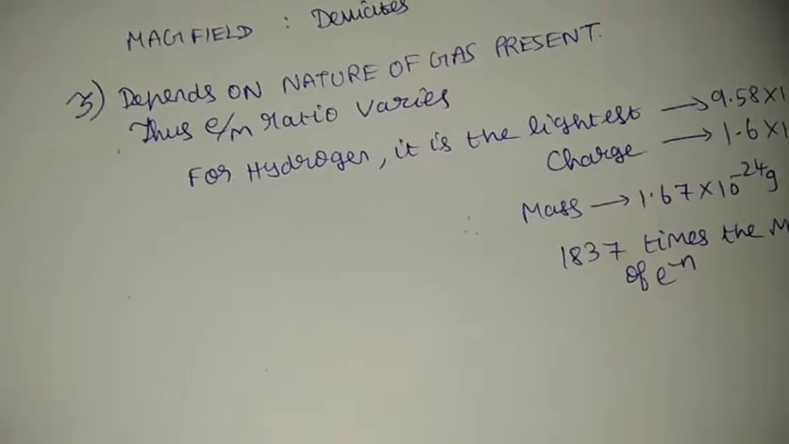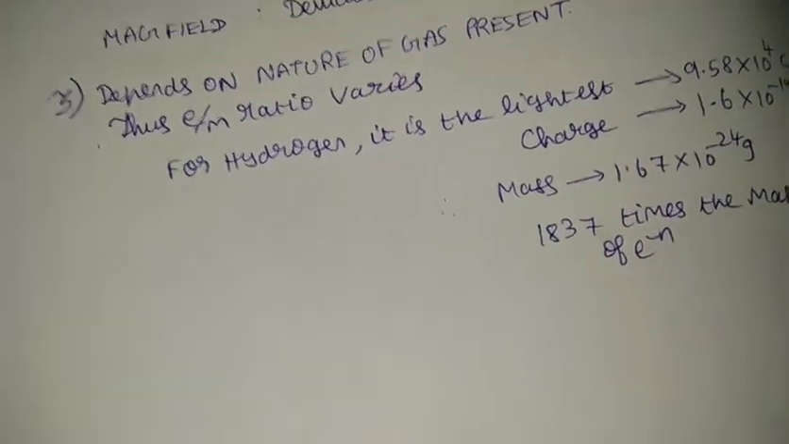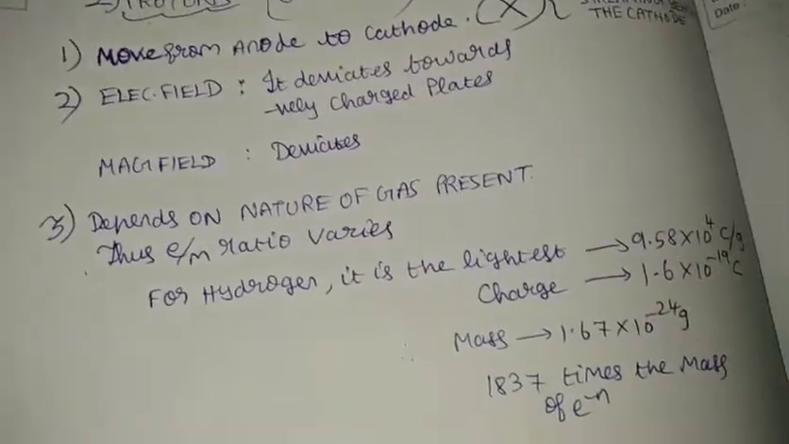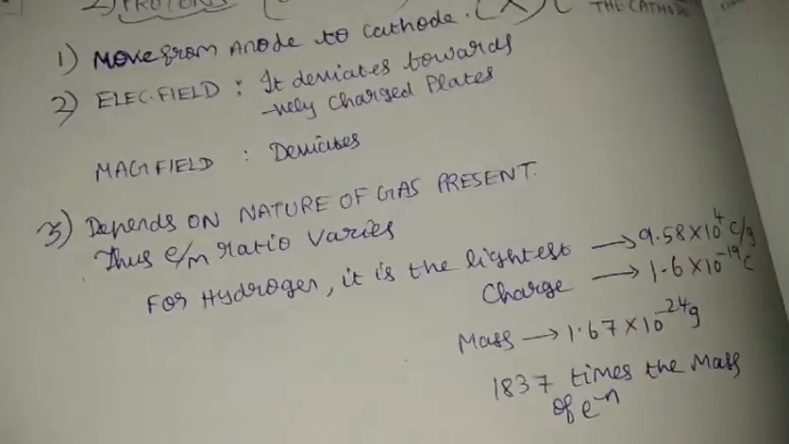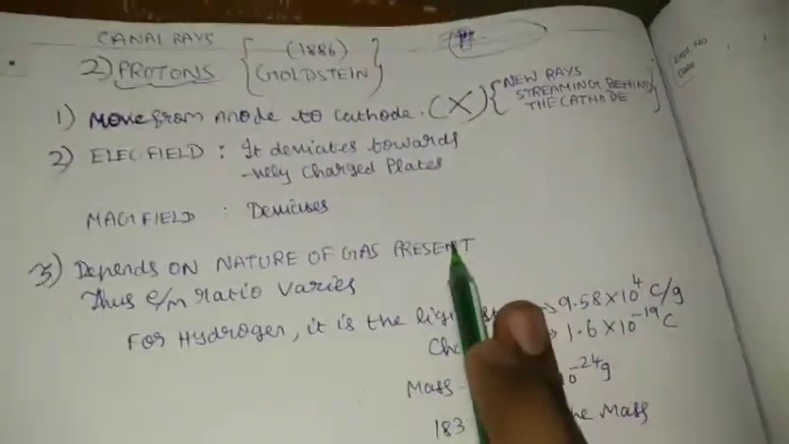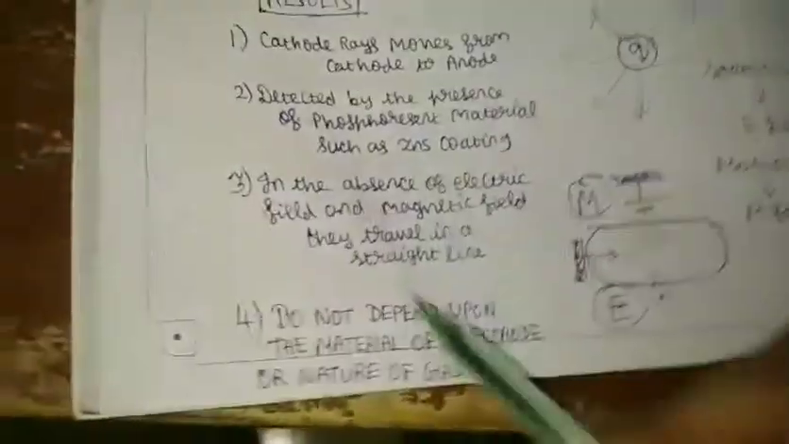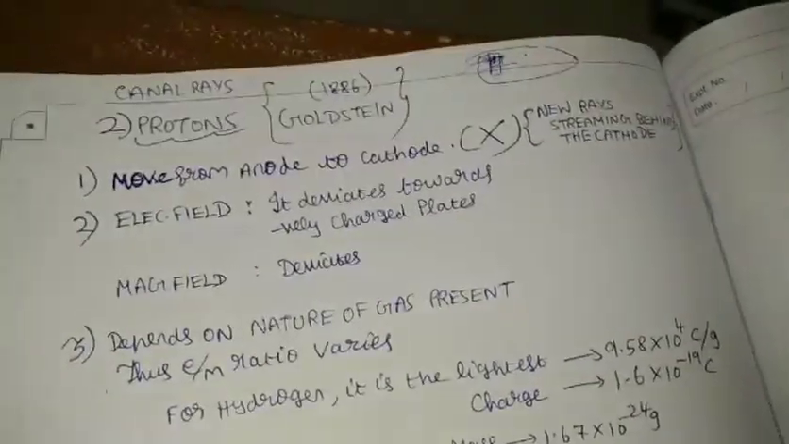The rays had positive charge, and of course it had material in them also, that is, it had some mass. One more important thing here: when we saw the electron, the cathode rays did not depend on the nature of gas present, nor upon the material of electrode. But these anode rays did depend upon the nature of gas present. I'll give a little idea.